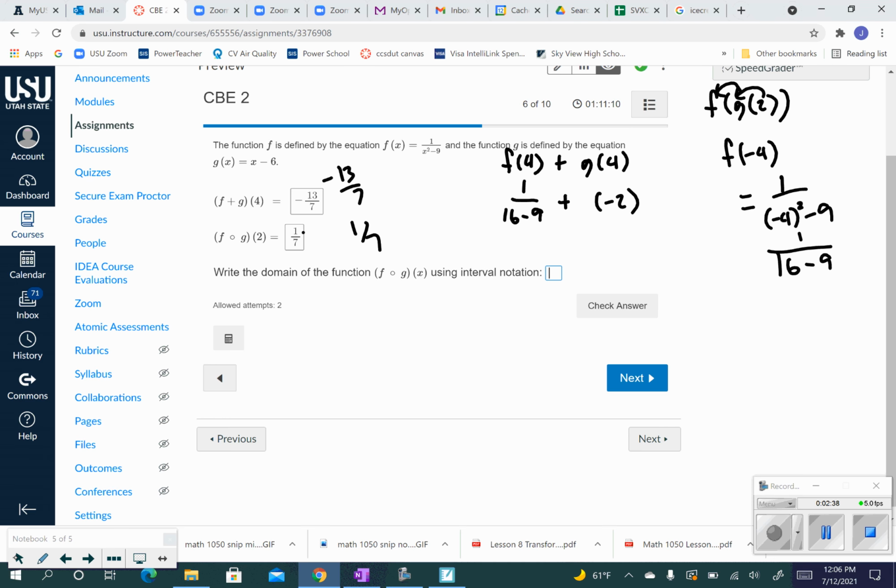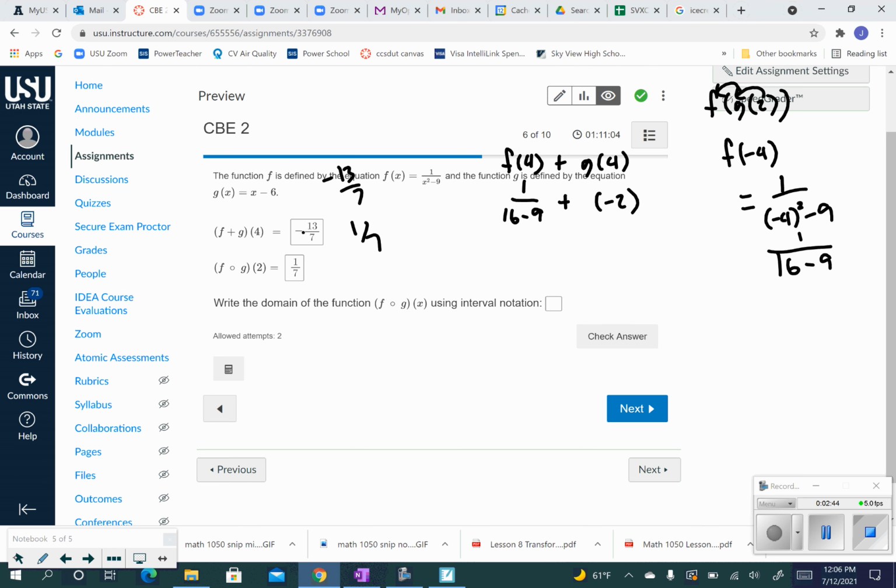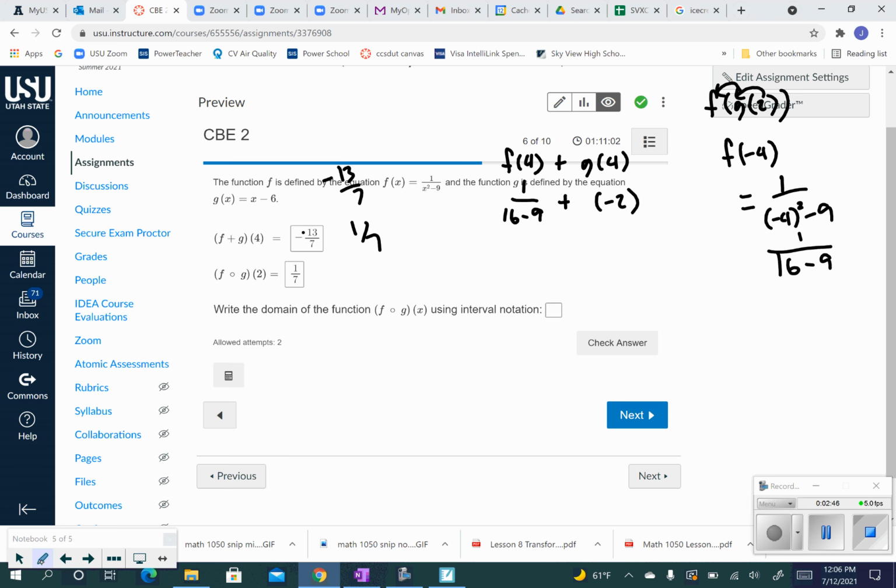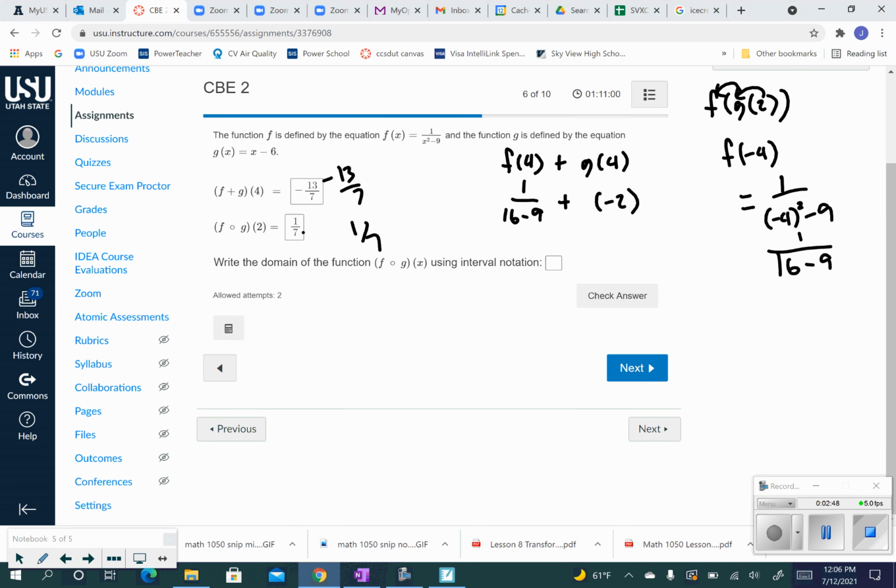Okay, so now it wants us to write the domain and range in interval notation. So of f of g of x. So it is important the order it goes in. So remember, f of g of x just means, right? So f of g of x means g of x goes on the inside. So because the x goes into g first, I've got to find the domain of g of x.